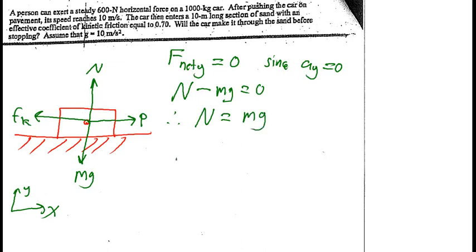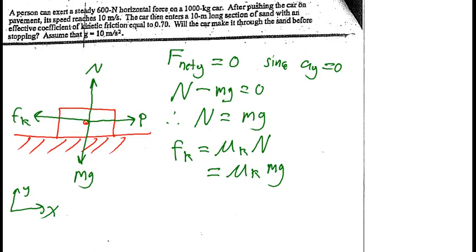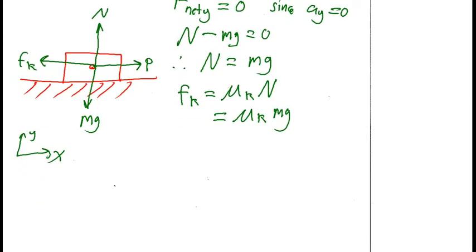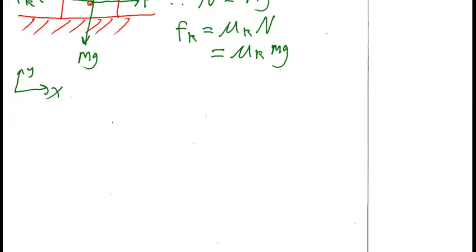Now we're going to need the frictional force for the x part of the problem, and we might as well figure that out at the moment. The frictional force would be equal to the coefficient of friction multiplied by the normal force. So in our situation, that would be the coefficient of friction multiplied by the weight. So now we can go ahead and consider what's happening in the horizontal direction.